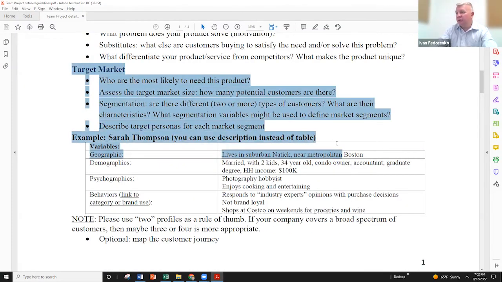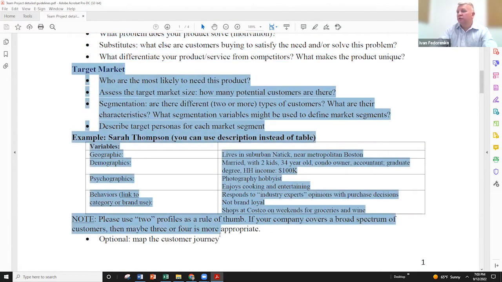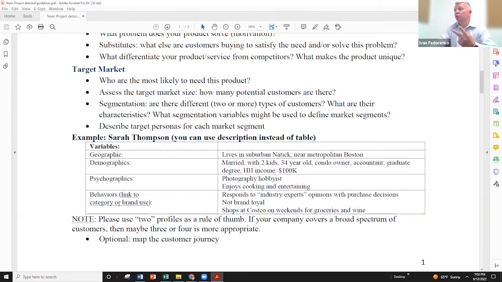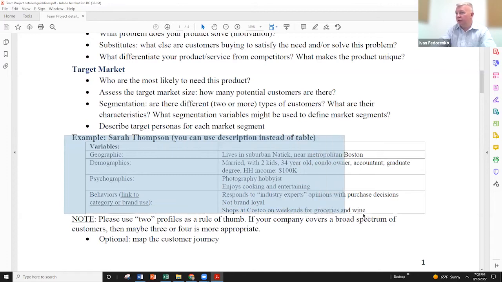Set up the target market, discussing their customers and who is using their services and why. And there might be more than one type of customer. There could be 2 or 3 types of customers buying their services. We'll need to describe them, maybe even give them names.